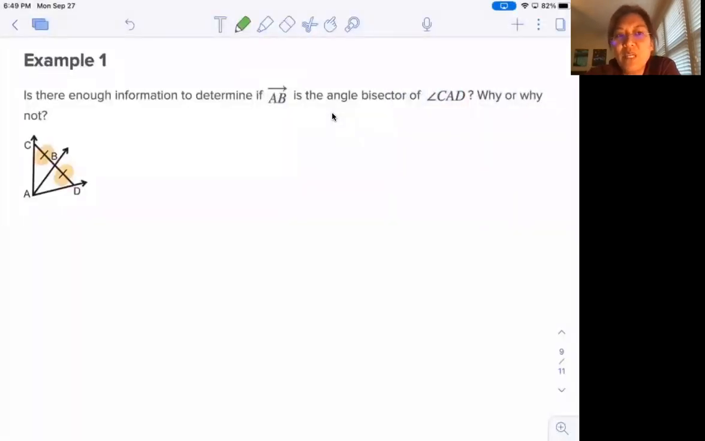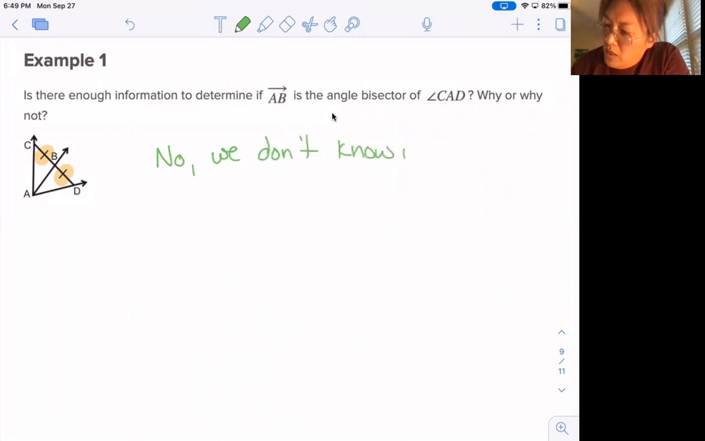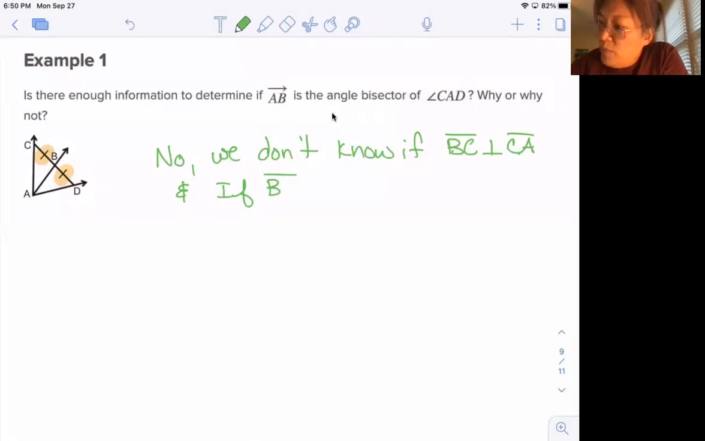Do we know anything about BC and CA? Do we know that they're perpendicular? So we're going to answer this. Is there enough information? We're going to say no. We don't know if BC is perpendicular to CA and if BD, that's a D, in case you didn't know, if BD is perpendicular to AD. Unknown, so therefore we can't go further.